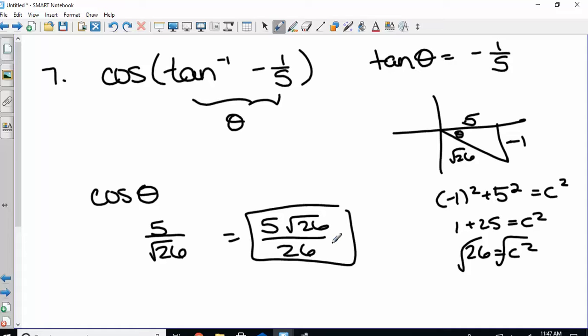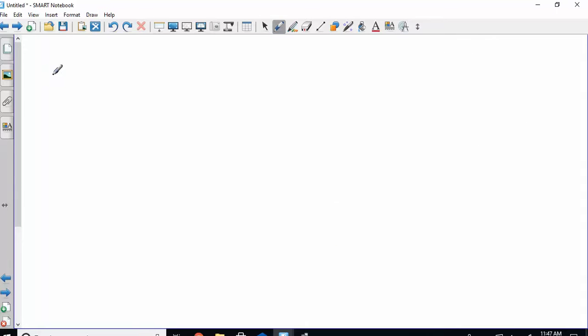Alright, so the first page is all the section 6.1 stuff. Any questions about that? Okay, the rest of it is the equations.